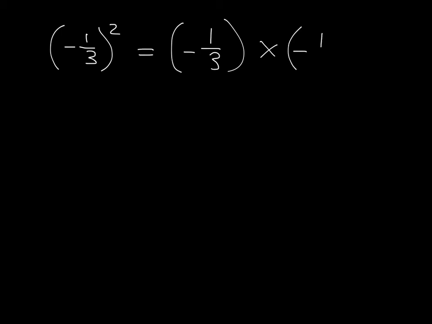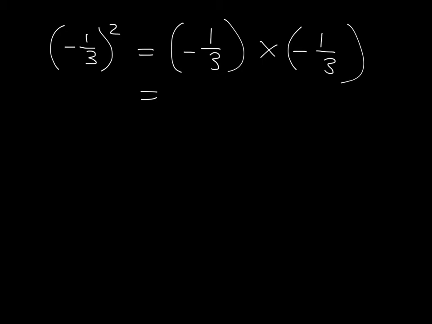Okay, let's just do a little reminder of what it means when we talk about something squared. What that means is if we square something, it means we take it and multiply it by itself. And our rules of negatives, how we multiply negatives, stay exactly the same. What we've got is a negative times a negative. That's a positive, and then 1/3 times 1/3.